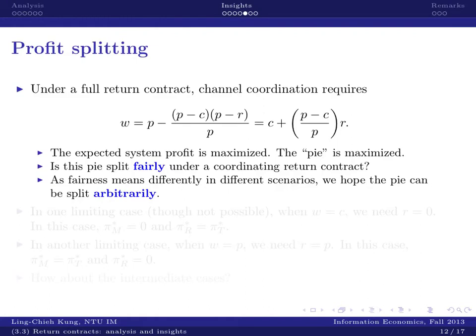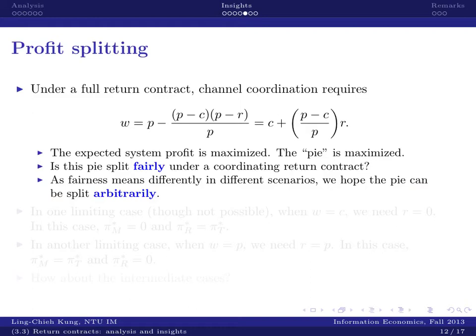But we know fair can mean very different things under different scenarios. For example, the manufacturer and the retailer, their sizes may just be different. So fairness does not mean one half, one half. Or if you are saying proportional to their size, then it may be something that's hard to measure. And sometimes whether it is fair depends on the bargaining powers of these two parties. So in general, here we do not try to define what is fair, and we want the pie to be split arbitrarily. That means we hope that our contract has the following property.